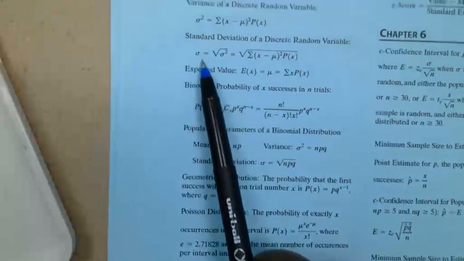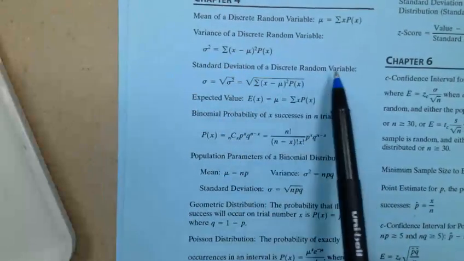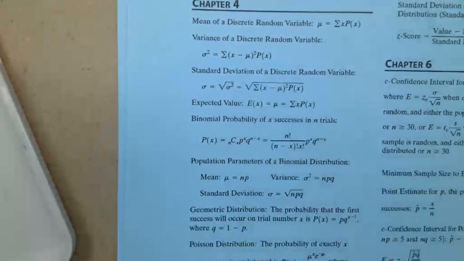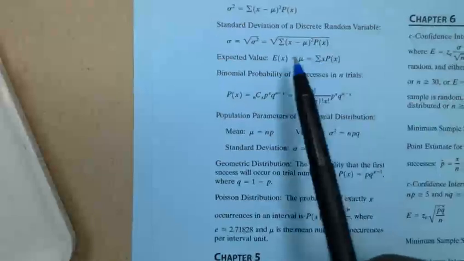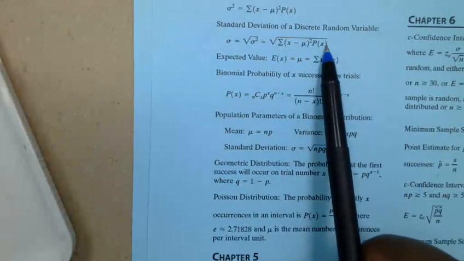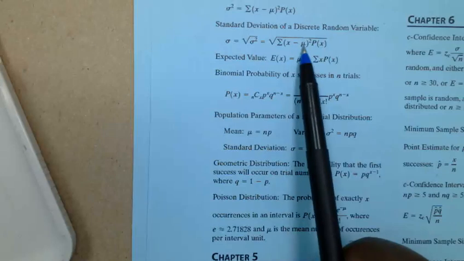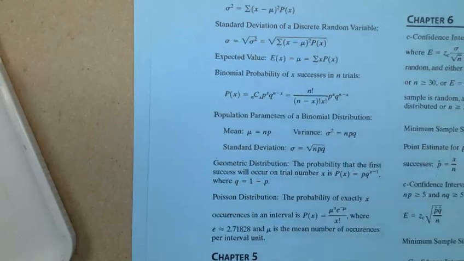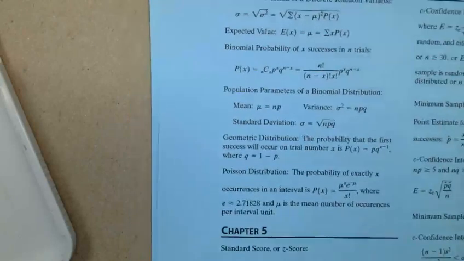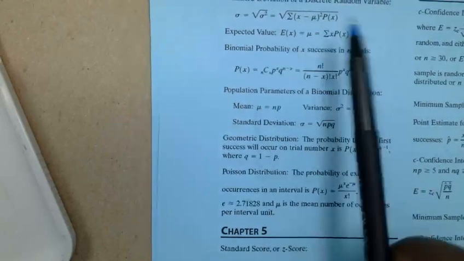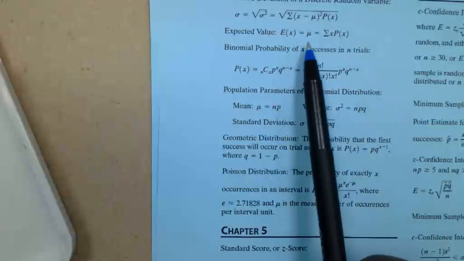Expected values. This is the standard deviation of a discrete random variable. So again, you're going to use those steps as is. Square root here. Just make sure you square root the right number, not the answer, but the right number.